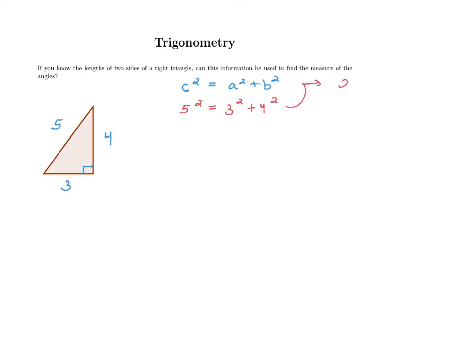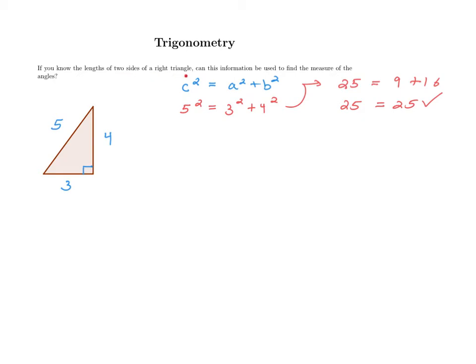On the left, 5 squared is 25. On the right, 3 squared is 9, and 4 squared is 16. And it works out. 9 plus 16 is in fact 25. Because this holds in this triangle, this is for sure a right triangle, and that's by the Pythagorean theorem.